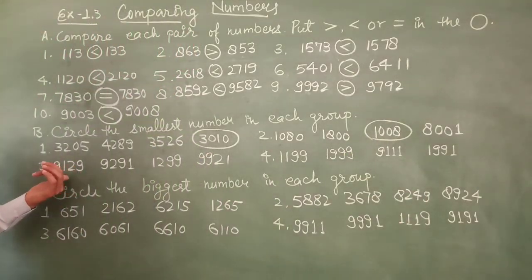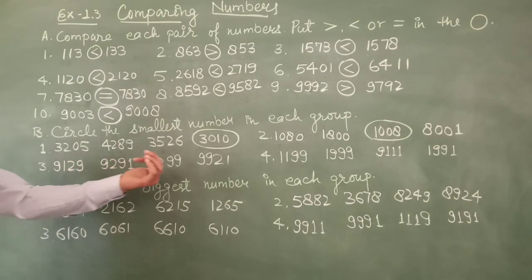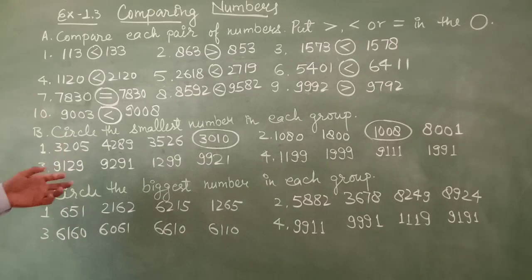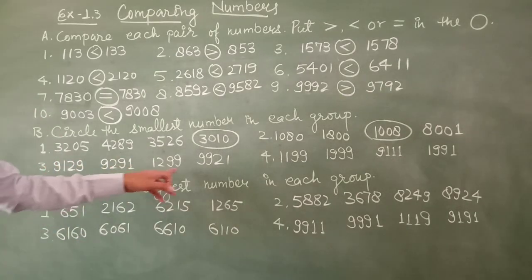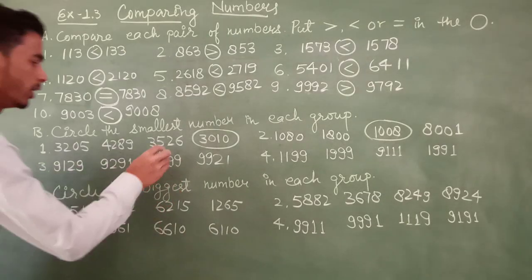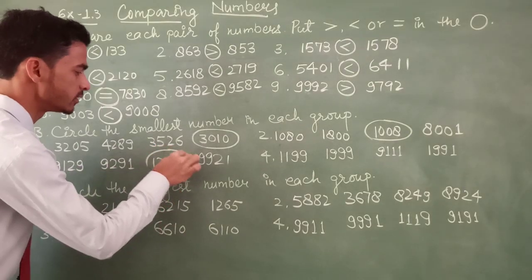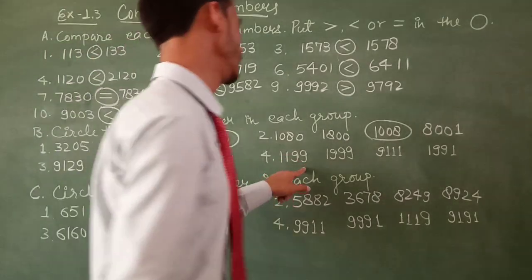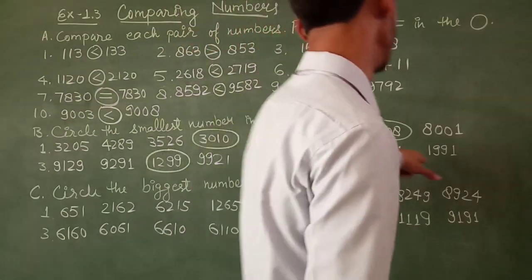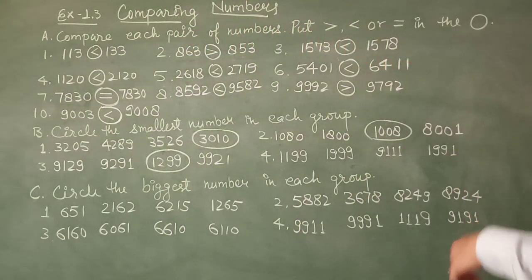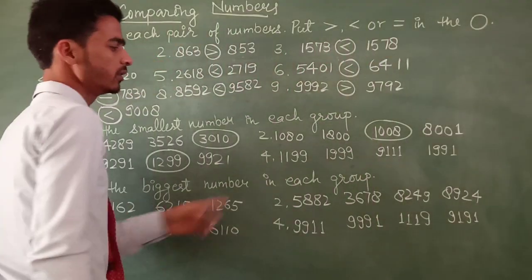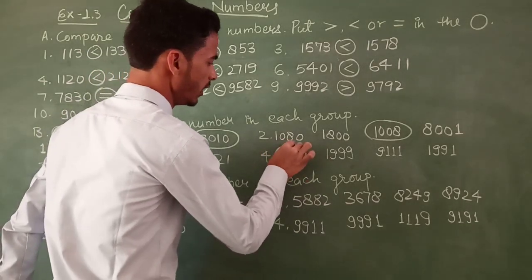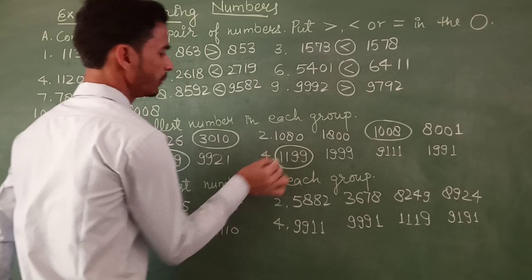Next is 9129, 9291, 1299 and 9921. We know that in these numbers 1299 is smaller because its place value is the smallest of all. And the next one is 1199, 1999, 9101 and 1991. So we can say that 1199 is the smallest of all because its place value is the smallest.